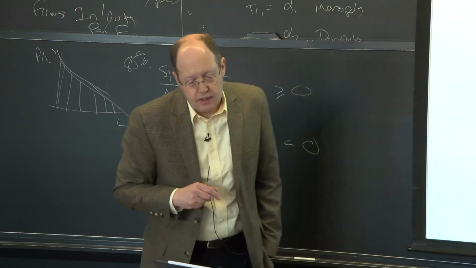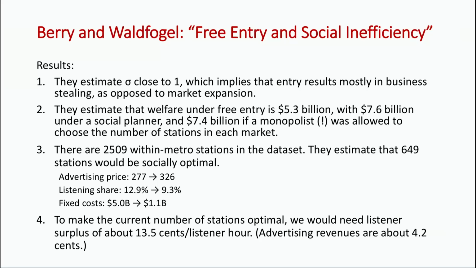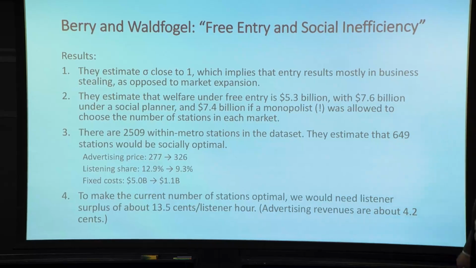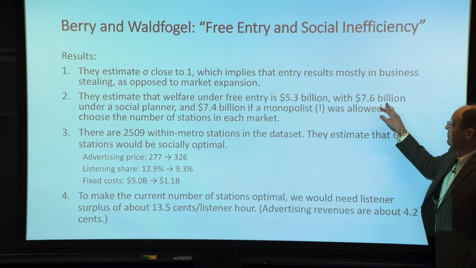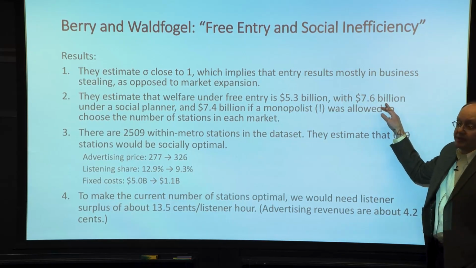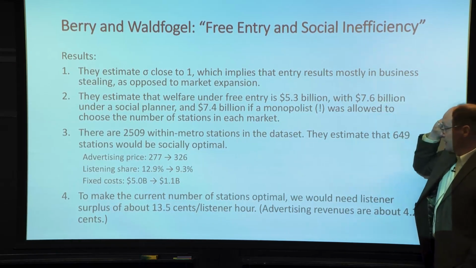Okay. So what do they get? So anyway, they estimate sigma close to 1, entry's mostly business stealing, therefore there's going to be too much entry. Almost shocking results there on how much excess entry there is. So welfare under free entry is $5 billion. A social planner could increase social welfare by almost 40% by restricting the number of radio stations.